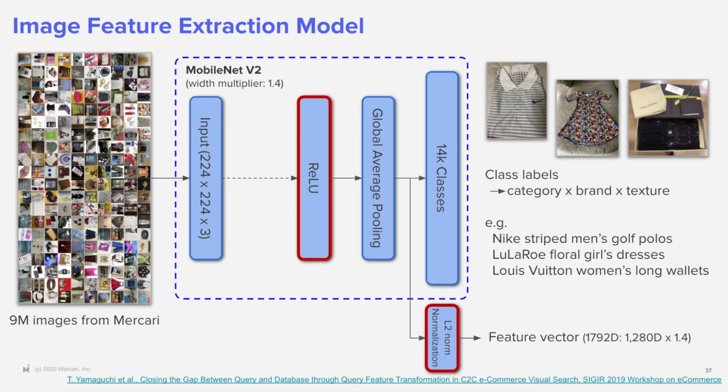Originally, the feature vector has no negative elements thanks to the ReLU. So we just added L2 norm normalization after the global average pooling.